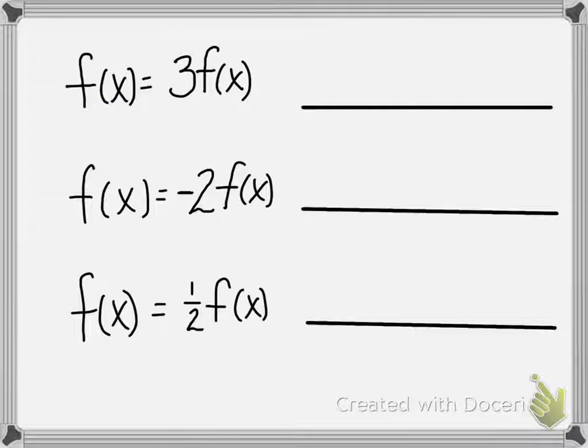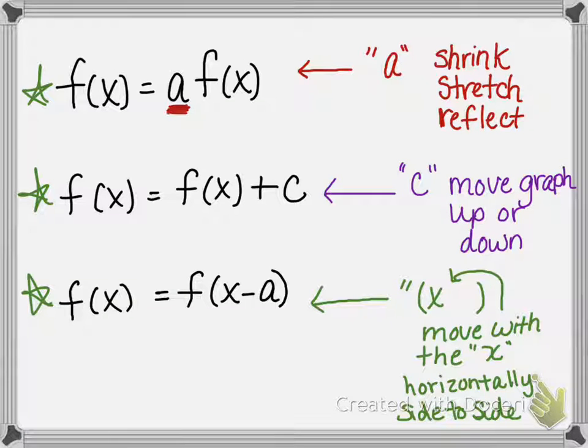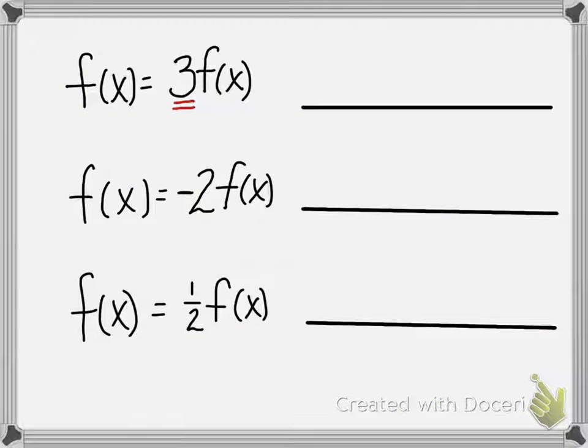So here we go. What I want to do is look at these and say, okay, what's happening? F of x equals 3f of x. So we're assuming that f of x is a quadratic function. When I put a number in the front of it, what does that 3 do? Well, remember, when I'm talking about the a, I'm shrinking, stretching, or reflecting, or maybe doing a couple of them. If it's between 0 and 1, that's the way I shrink. Shrinking has to be a fraction.